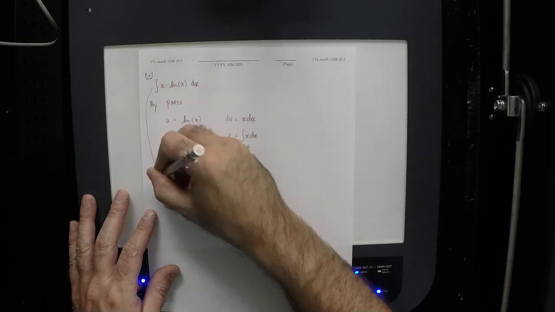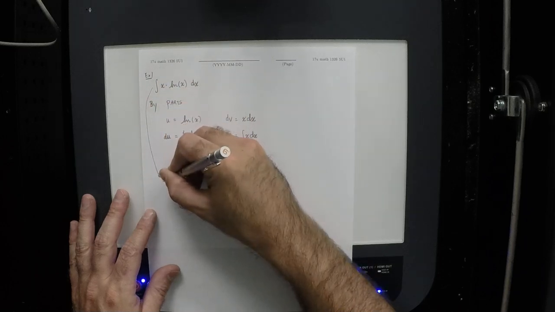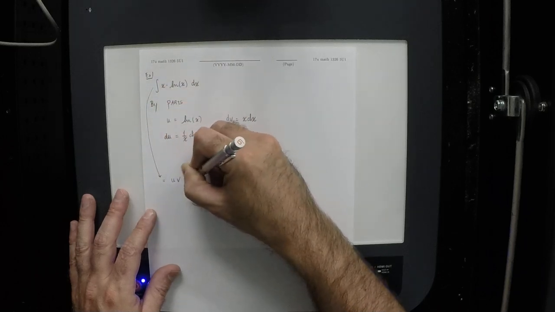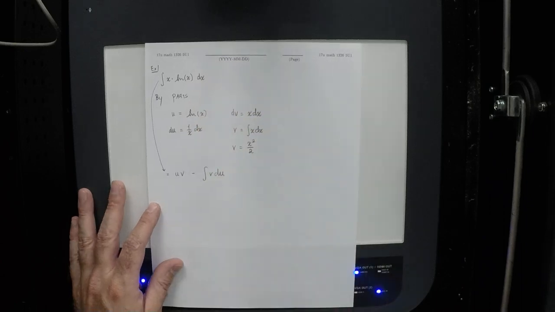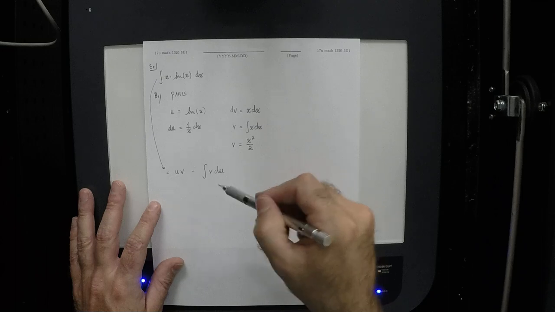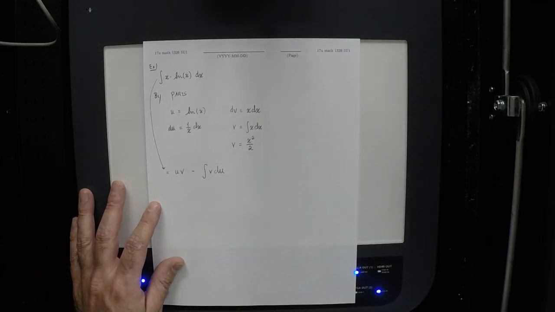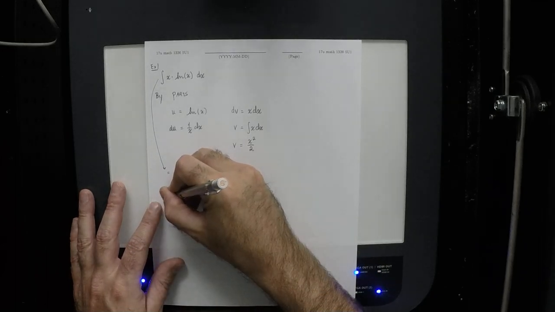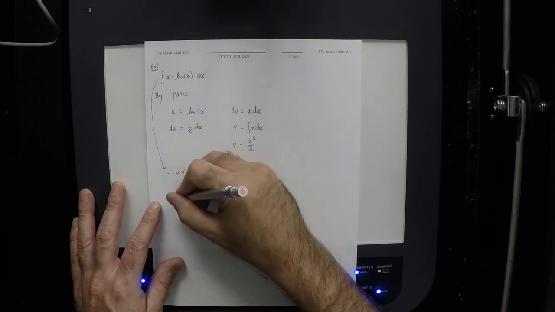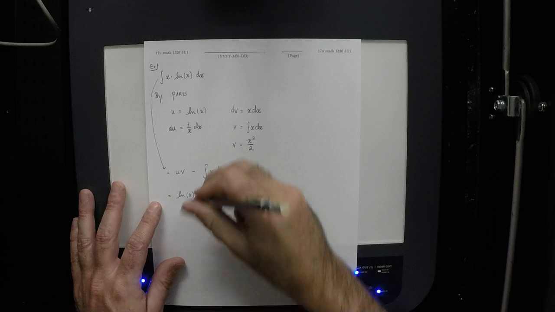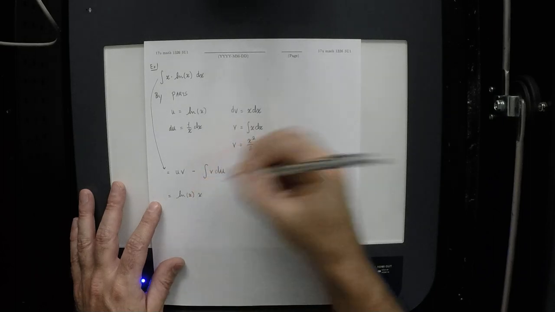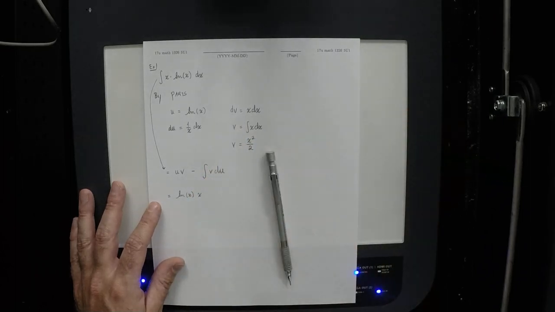Okay, then doing that, the right-hand side of by parts is uv minus the antiderivative of v du. So now it's just a matter of plugging these things into that formula. So that would be log x times x, log x times x squared over 2.